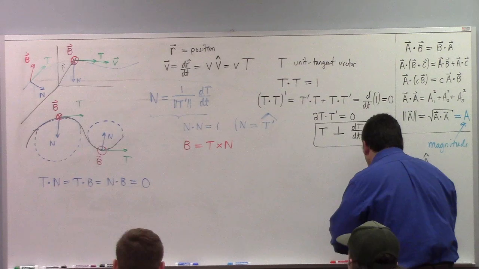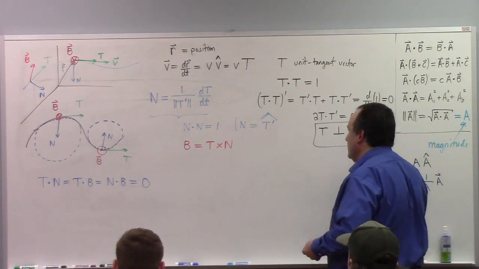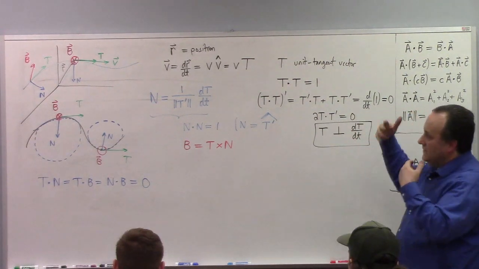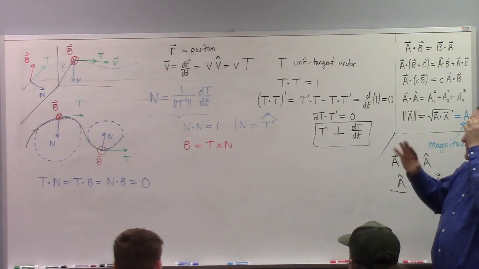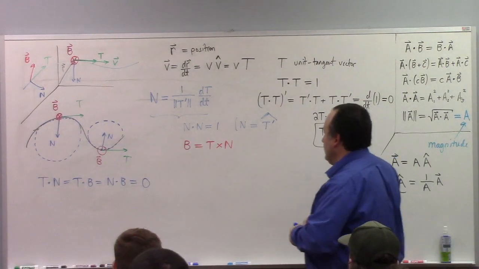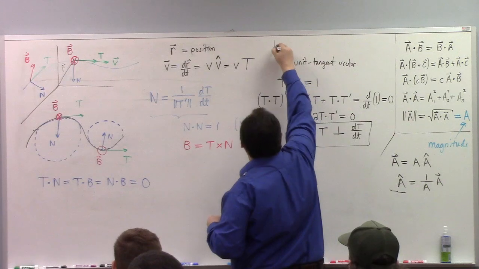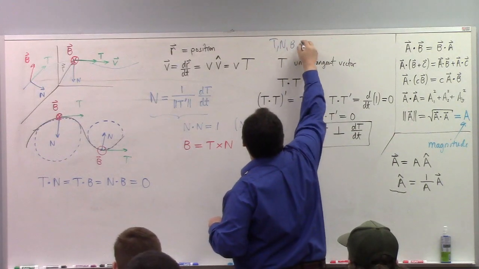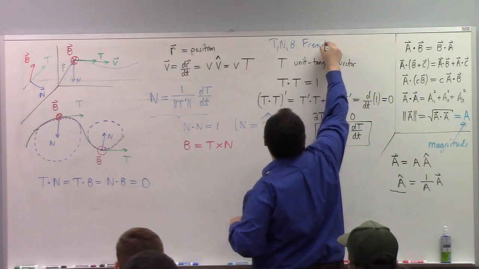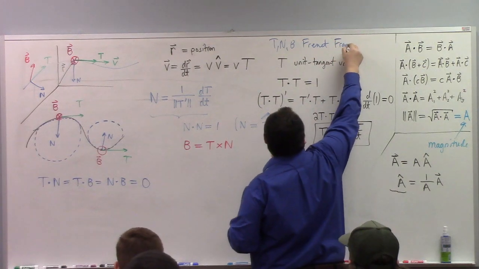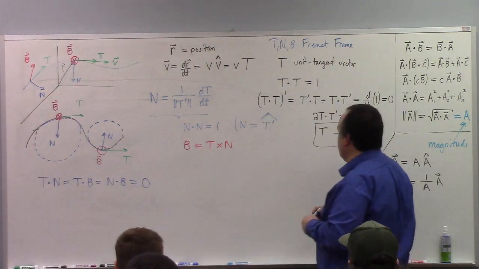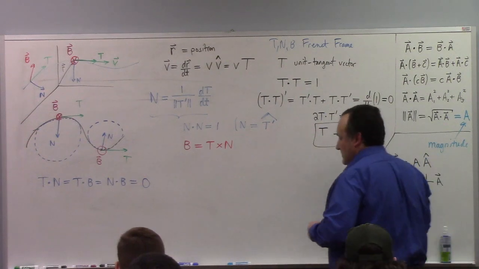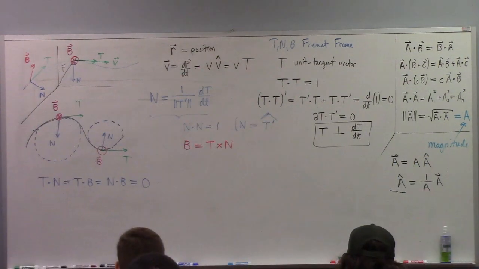All right. Now, in Calculus 3, we study the change of this. It is called the Frenet frame. T, N, and B is the Frenet frame, named after one of the mathematicians who did this stuff early on. Let me just write down the equations. I will get back to physics very soon.